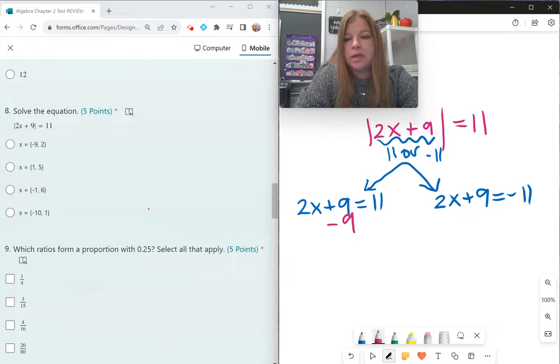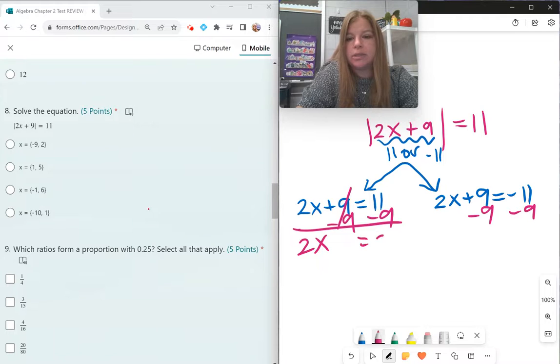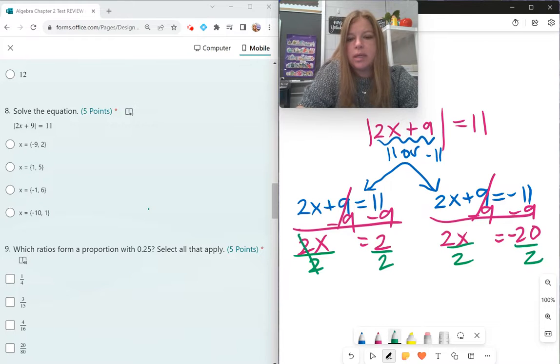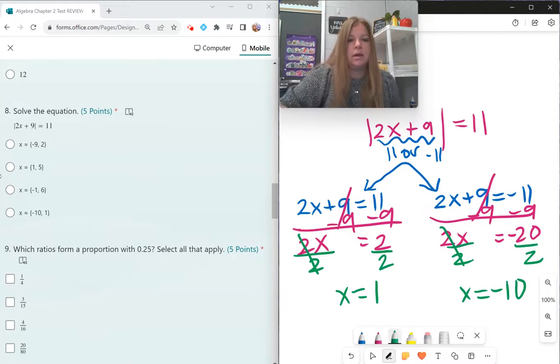Now, when we go to solve, we are going to see we do the same solving steps for both equations. Subtract 9 from both sides of each. So here I end up getting 2x equals 2. Over on the right, I end up getting 2x equals negative 20. Then I do the same solving step, divide by 2 on both sides of each. I end up getting x equals 1 and x equals negative 10. Okay, so positive 1, negative 10 is my answer.